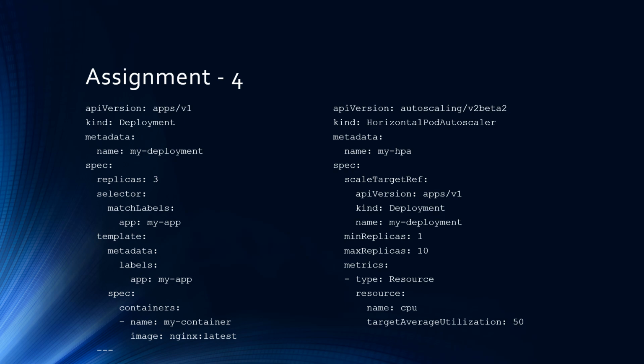The horizontal pod autoscaler, HPA, configuration is particularly interesting. We're setting up automatic scaling based on CPU utilization with a target of 50%. This is a conservative and generally safe target. The min replicas, 1, and max replicas, 10, give us a good range for scaling while maintaining control over resource usage. Here are some crucial considerations.